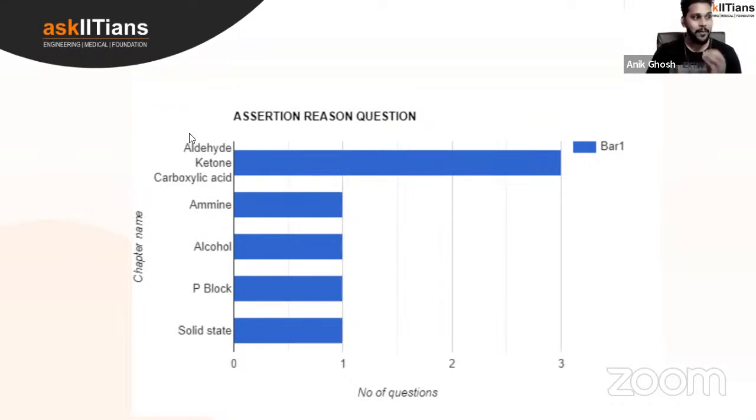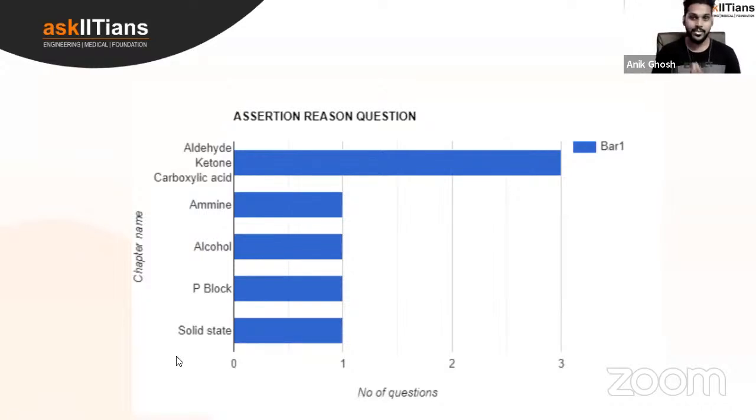See, from aldehydes and ketones, there were three questions. All three of them were assertion ones. From amines, there were two questions, and one question was from assertion reason. Alcohol, phenol, ether: two questions, one from assertion reason. P block: one question was from assertion reason. Solid state: there were two questions, and one was assertion reason.